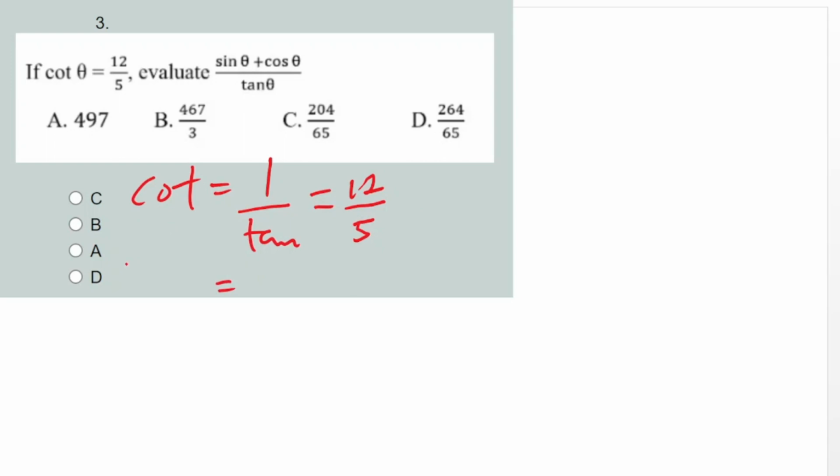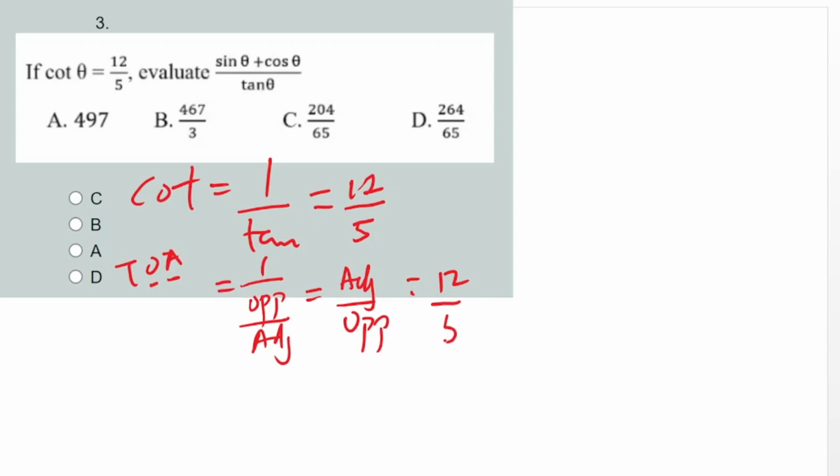Tan, which is opposite over adjacent, so 1 over opposite over adjacent means adjacent over opposite. So cot is equal to 12 over 5. We can then use this concept to come up with a right angle triangle. Let's say this is our theta here. The opposite is 5 and the adjacent is 12.